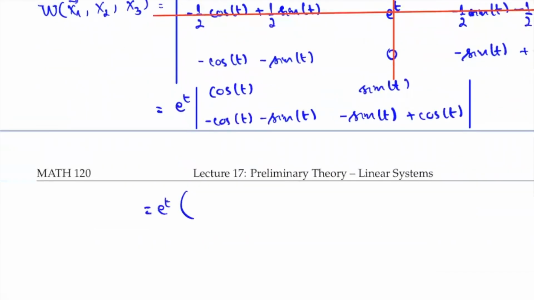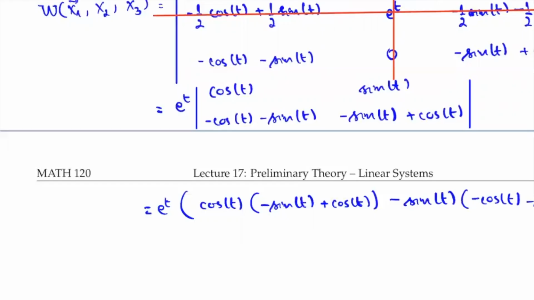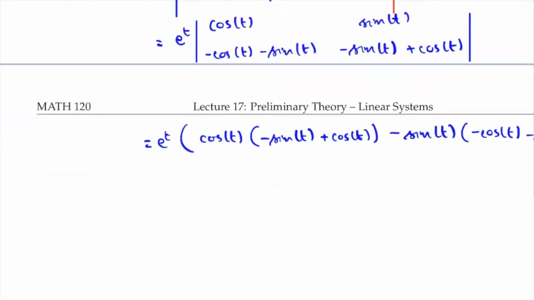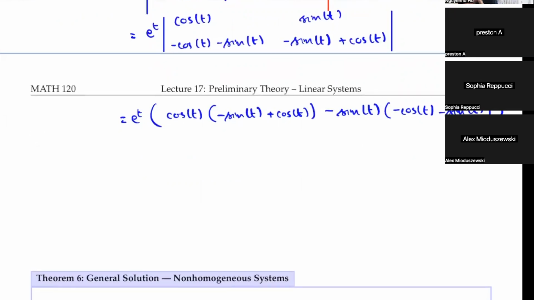So this is e to the t times cosine of t times negative sine of t plus cosine of t, minus sine of t times negative cosine of t minus sine of t. Inside the big parentheses, you just distribute or FOIL everything out, and then cancel things out if you can, or combine like terms. So from the outside, you have e to the t. From the inside, you have negative sine of t cosine of t, plus cosine squared of t, plus sine of t cosine of t, plus sine squared of t.